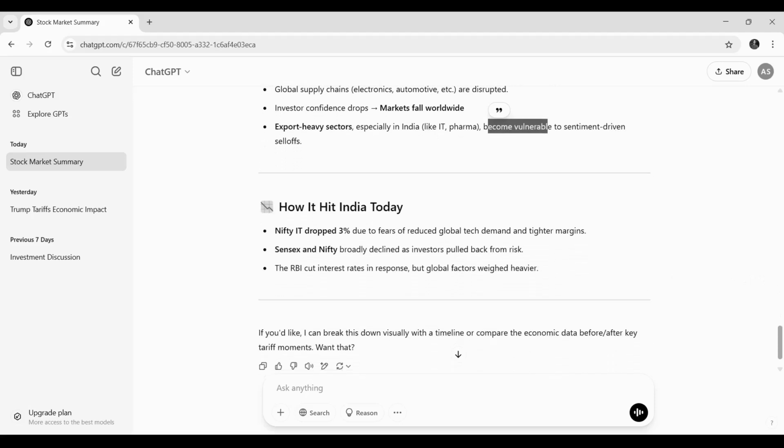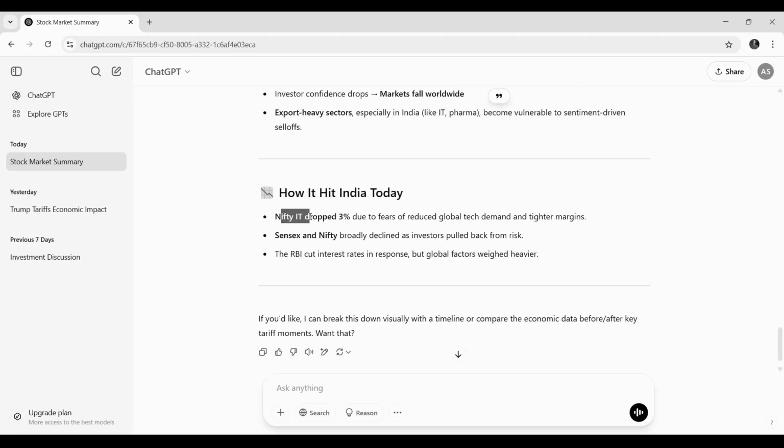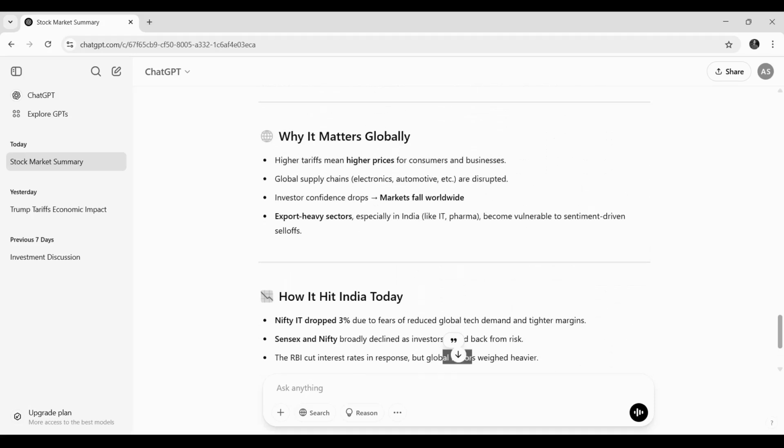How did it hit India today? Nifty IT dropped 3% due to fears of reduced global tech demand and tighter margins. Sensex and Nifty broadly declined as investors pulled back from risk. The RBI cut interest rates in response, but global factors weighed heavier. Okay, so there was a rate cut from RBI, but still the global factors are more dominant. So that is here. Okay, and see, that is how you are able to see why the market fell today.